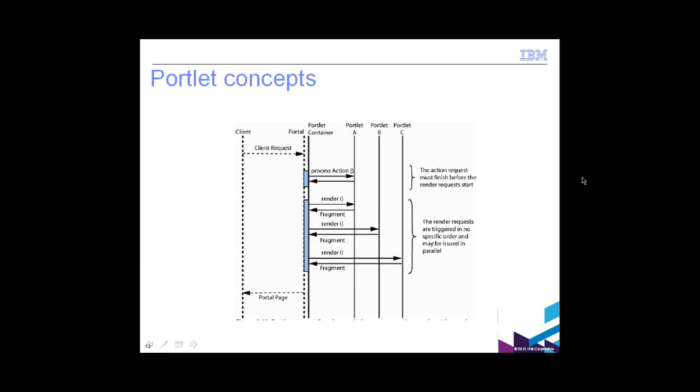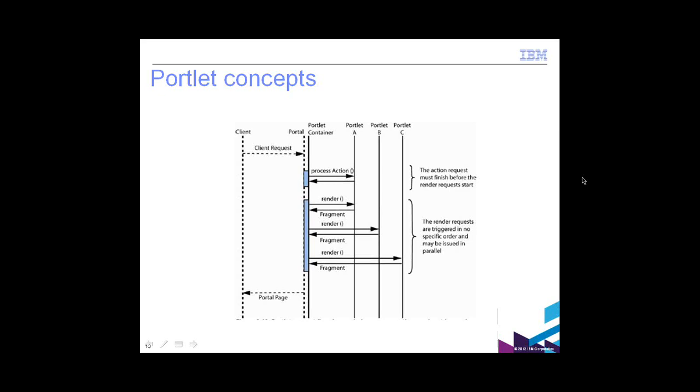We have an example of three portlets, portlet A, B, and C on a portal page. So what happens? Somebody presses or submits a form in, let's say, portlet A. So you have a portal page. There is a portlet A, which probably has a form. There is a portlet B, and there is a portlet C. So somebody pushes a button or does an action on portlet A. In the portlet specification, it is called process action. So the client request comes in.